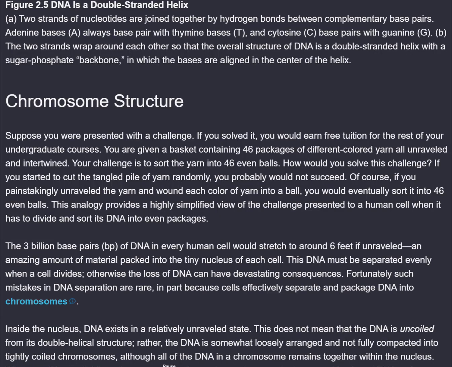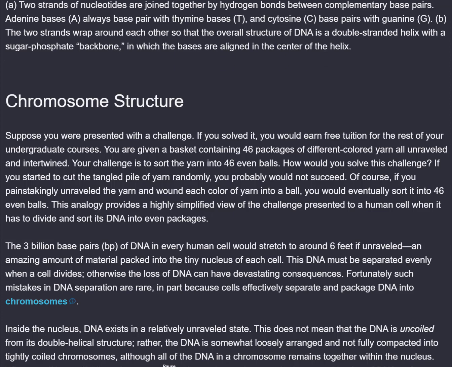Figure 2.5 DNA is a double-stranded helix. A. Two strands of nucleotides are joined together by hydrogen bonds between complementary base pairs. Adenine bases, A, always base pair with thymine bases, T, and cytosine, C, base pairs with guanine, G. B. The two strands wrap around each other so that the overall structure of DNA is a double-stranded helix with a sugar-phosphate backbone, in which the bases are aligned in the center of the helix.